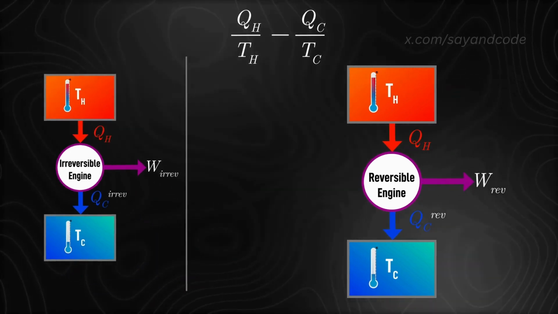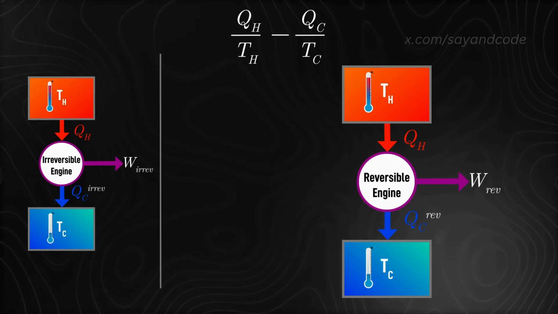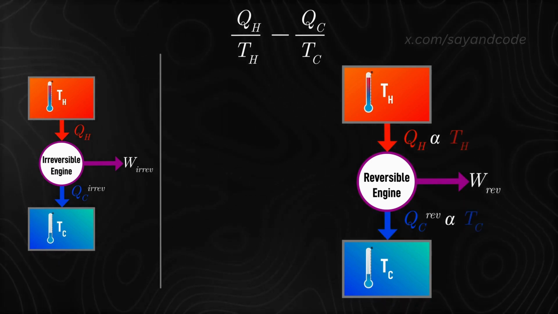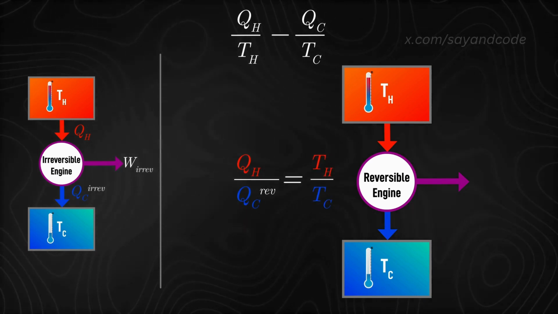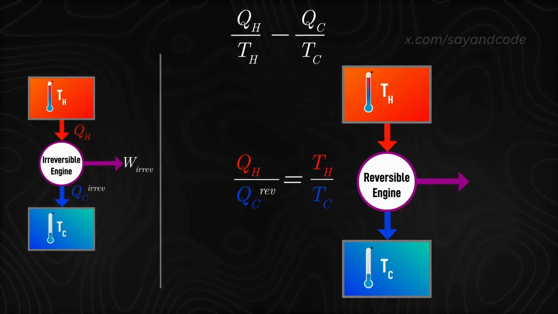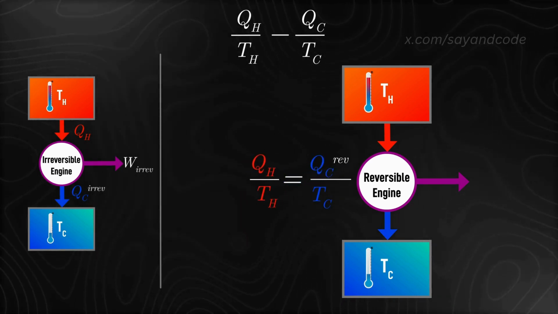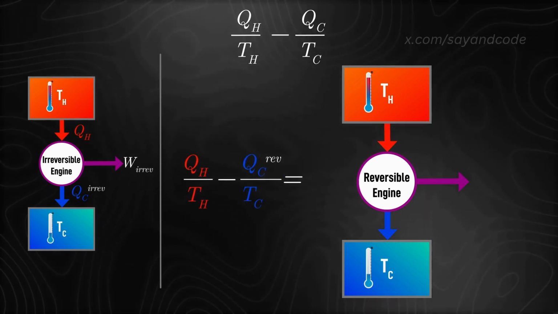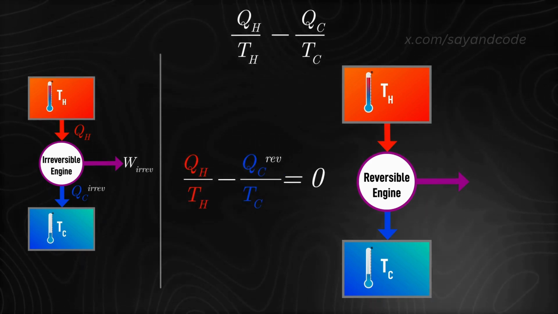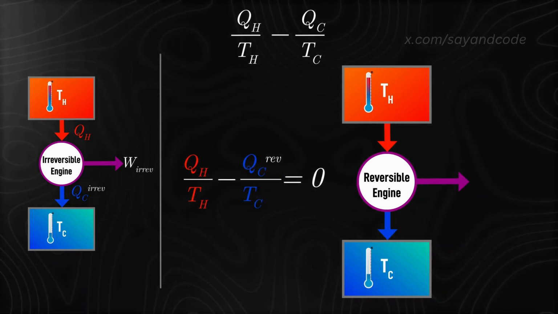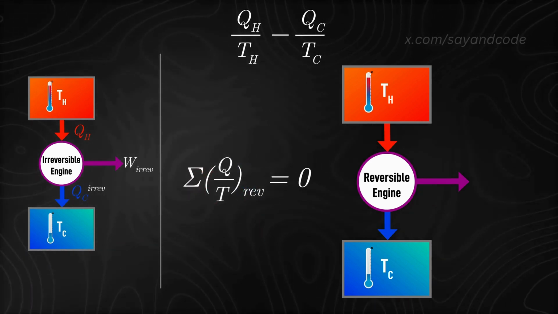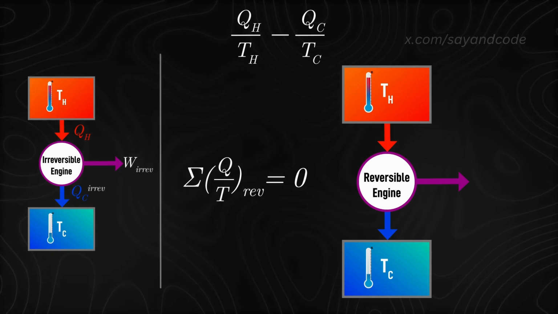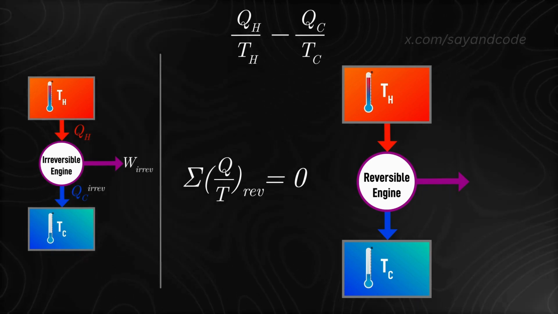In the case of an ideal reversible heat engine, the heat transfer depends only on the temperature of the reservoirs. And so we have the relation, QH by QC is equal to TH by TC. We can rearrange this to the form of the earlier equation, which gives us QH by TH minus QC by TC is equal to 0 for a reversible process. Or in other words, sigma Q by T is equal to 0 for a reversible process.